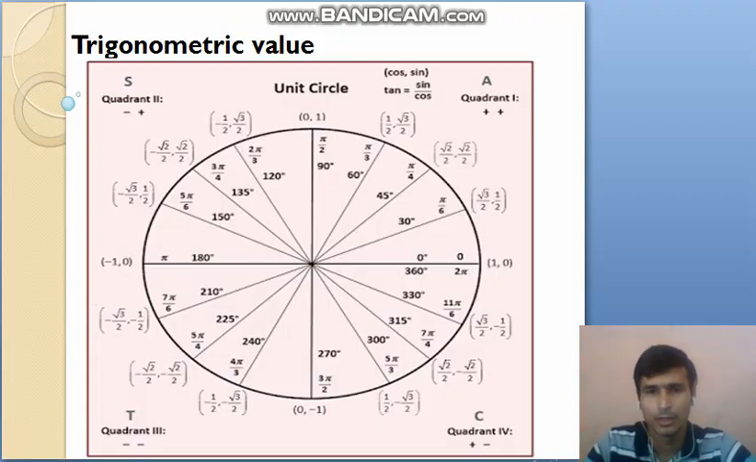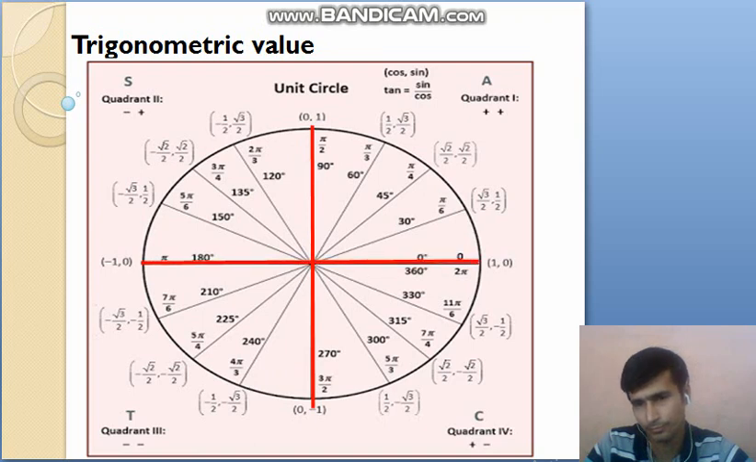Now, how can you remember the trigonometric values easily from the unit circle? For that, you have to draw a circle and divide this circle into 4 parts like this, right? So the circle is divided into 4 parts. Draw one circle and divide it into 4 parts in this way. So this circle is divided into 4 different quadrants.